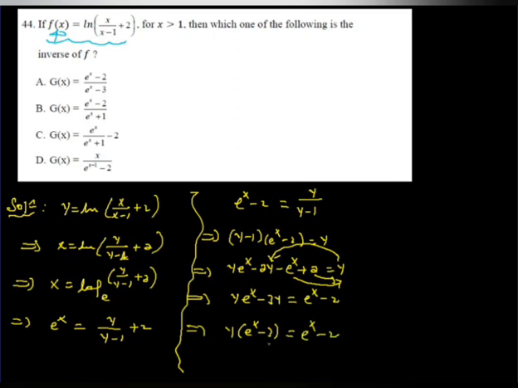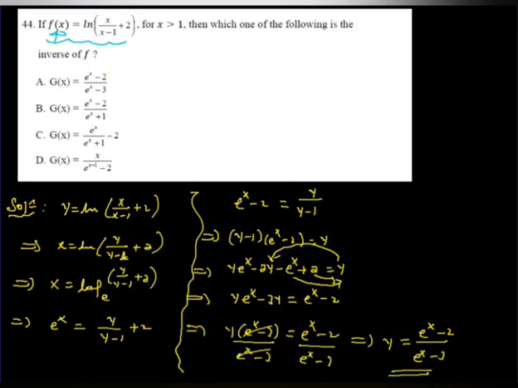Now divide both sides by e to the power of x minus 3. Now the y value can be expressed as e to the power of x minus 2 over e to the power of x minus 3, which will be the inverse of the given function. Therefore, the answer for this problem, or the inverse of f, is in A.